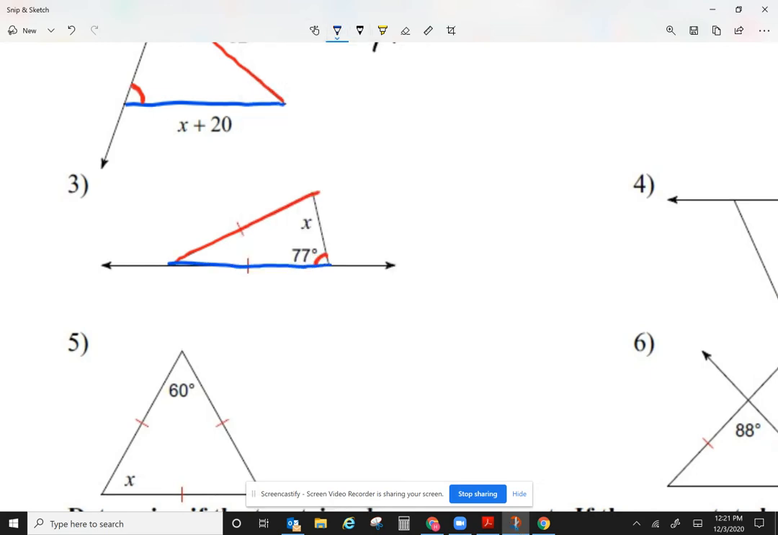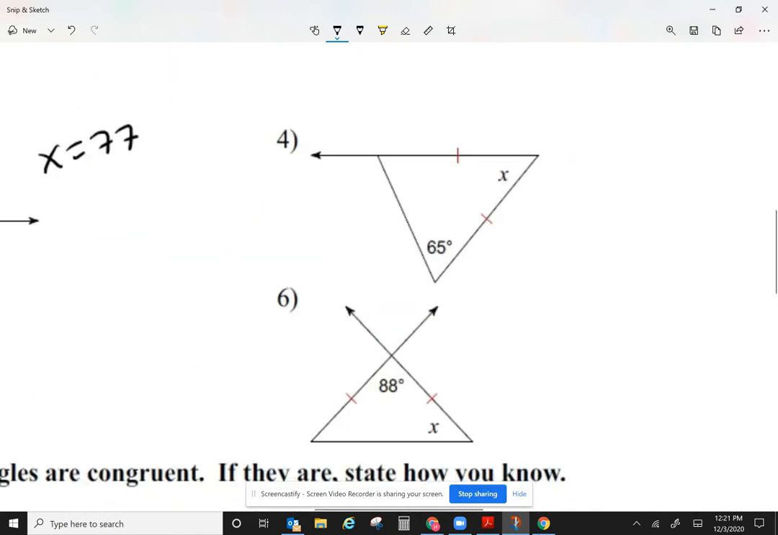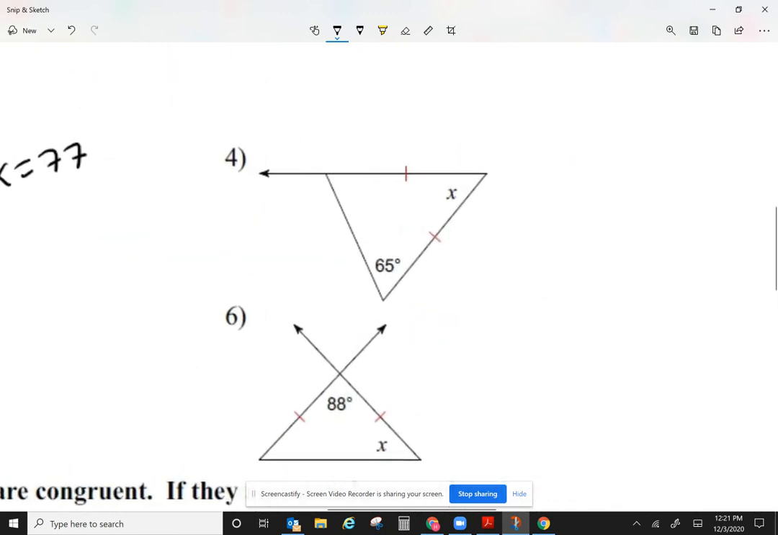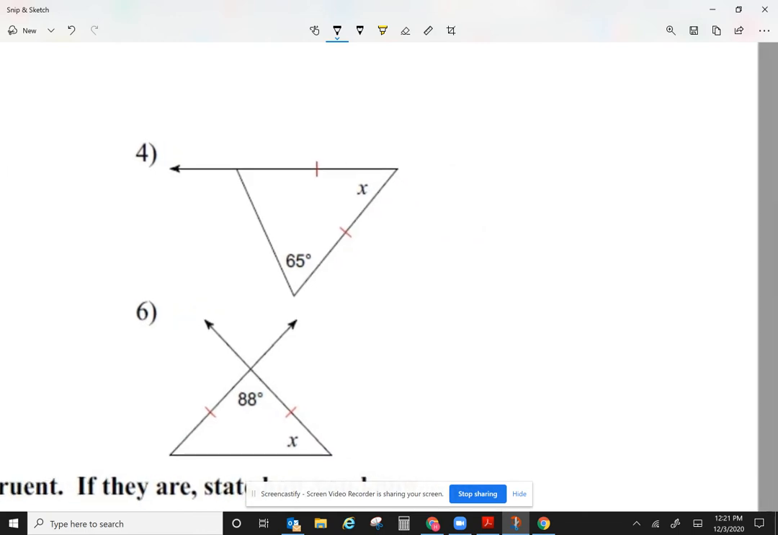Remember, sides, I always mark them with slashes. This side, the opposite angle is this one. Because those two sides are equal, I'm going to say those two angles are equal. So in this case, I'm just going to say x equals 77. Simple as that. I already solved for it. Because those two sides are equal, those two angles are equal. Now, sometimes I might not give you the two angles that are equal to each other.